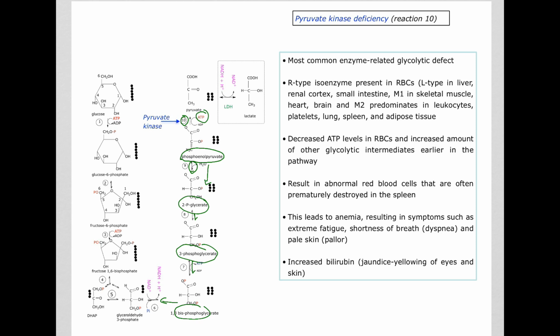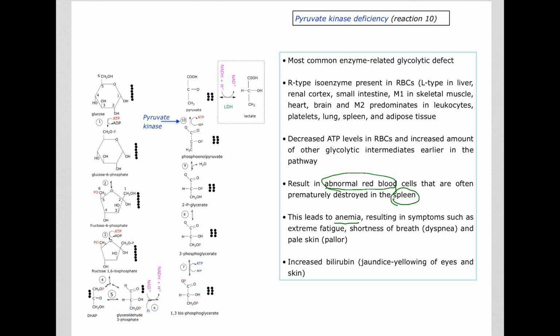So this disease is not only associated with decreased ATP levels in the red blood cells, but also accumulation of many glycolytic intermediates. So patients show very abnormal red blood cells, and these abnormal red blood cells cannot make it through the spleen. So many of them get destroyed in the spleen, and that leads to anemia, a very low red blood cell count.